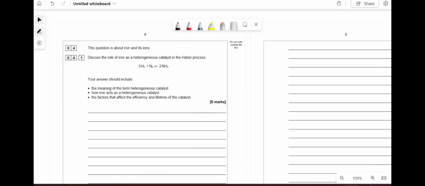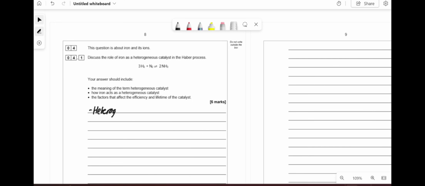This question is about iron and its ions. Describe the role of iron as a heterogeneous catalyst in the Haber process. So we've got 3H2 plus N2 gives you 2NH3. Your answer should include the meaning of the term heterogeneous catalyst, how the iron acts as a heterogeneous catalyst, and the factors that affect the efficiency and lifetime of a catalyst. Okay, so first of all, let's talk about what heterogeneous catalyst means.